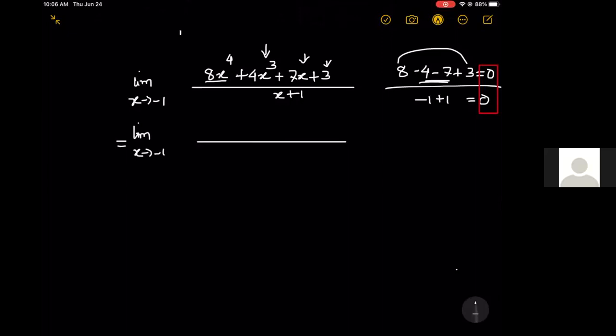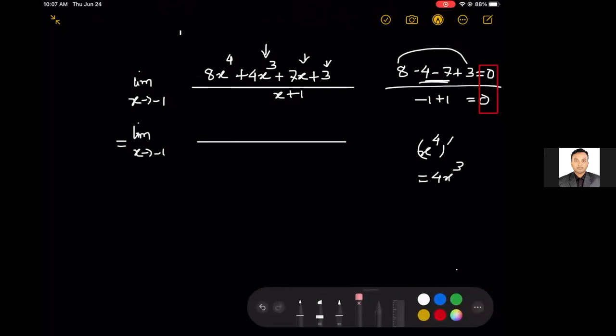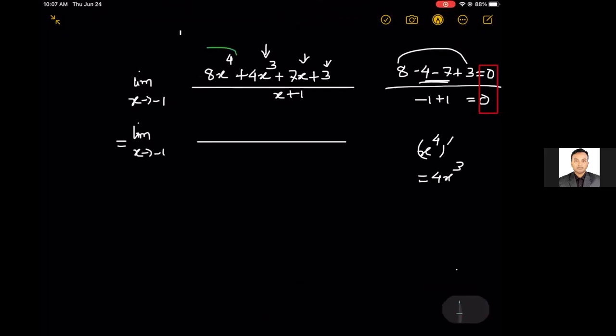32x cubed. The 8 will be here. For this x to the 4th, we'll have 4x cubed, right? Using the power rule, so that 4 times 8 will be 32x cubed. So x to the 4th will give us 4x cubed, and we have an 8 in front, so it will be 8 times 4, which is 32x cubed, right? Let me use colors here so that you can see.